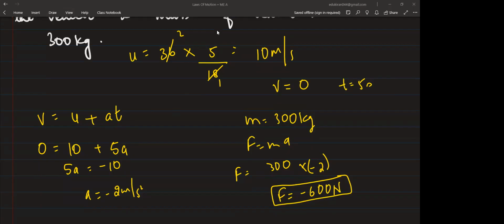Always remember one thing, whenever you have negative acceleration, it is called retardation. So basically this negative sign is the retardation. Anyways, that is not our task. So 300 into minus 2, minus 600 Newton directly.